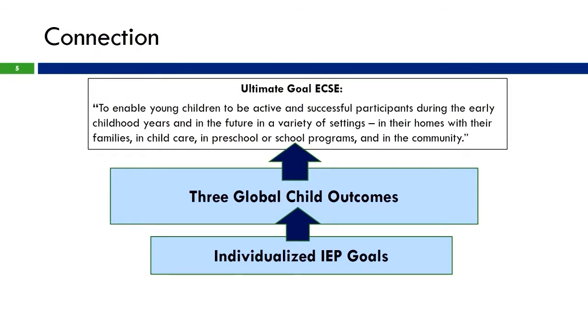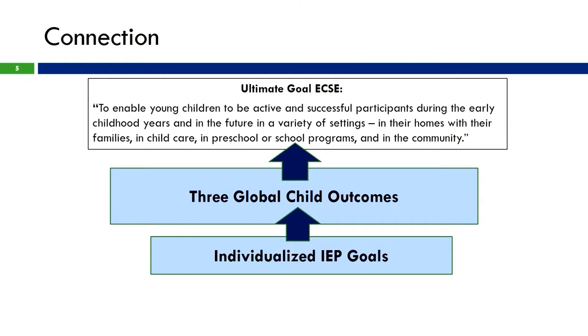The 3 outcome areas can be described as global outcomes, reflecting the benefits that all children served by a program are expected to experience as a result of participating in that program. These global outcomes support the ultimate goal of ECSE, to enable young children to be active and successful participants during the early childhood years and in the future in a variety of settings, in their homes with their families, in child care, in preschool or school programs, and in the community.